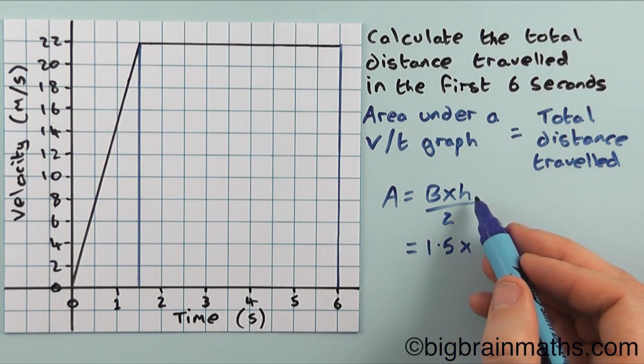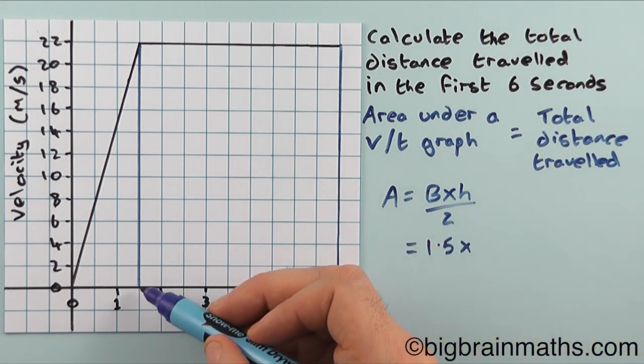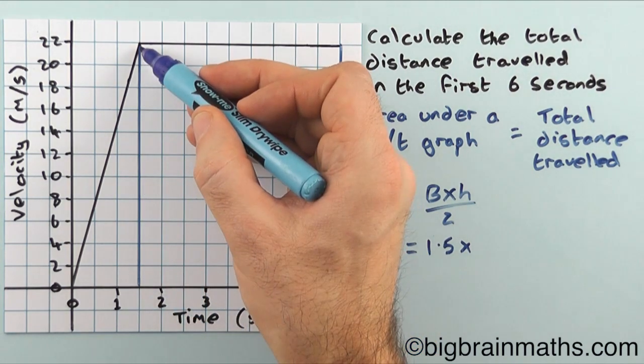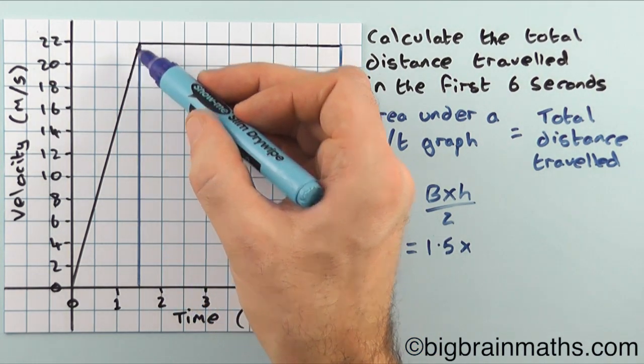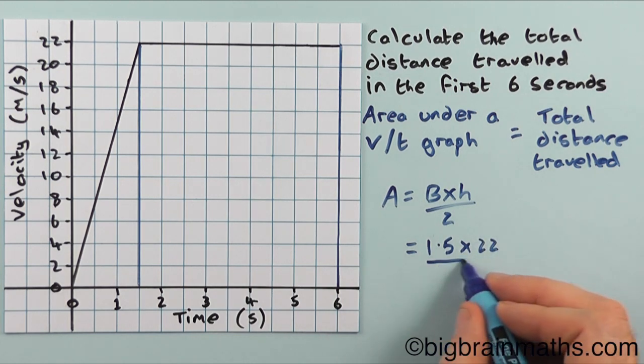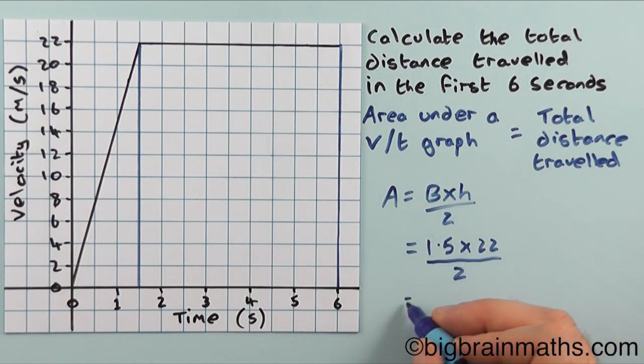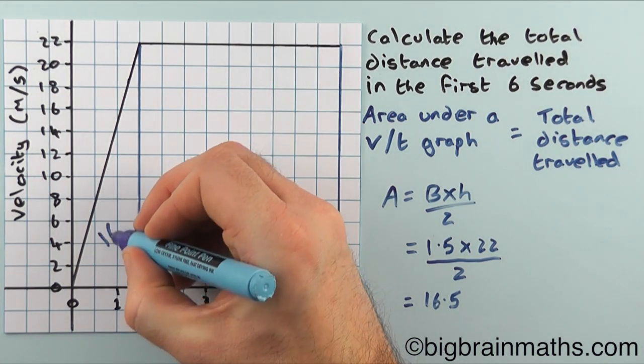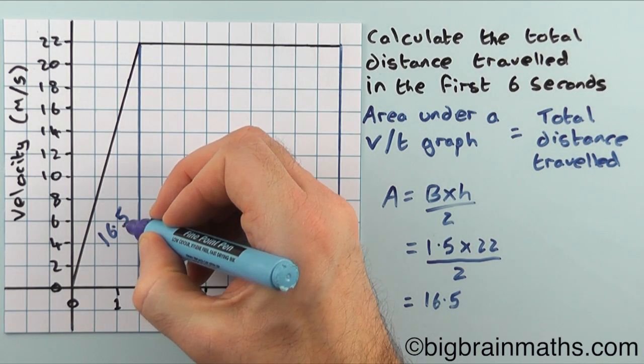And we're multiplying it by the height of the triangle. The height of the triangle is here, so the height of the triangle is 22. So we're multiplying by 22, and then I want to divide this answer by 2. Now I do this on a calculator, and it equals 16.5. So the area of the triangle is 16.5.